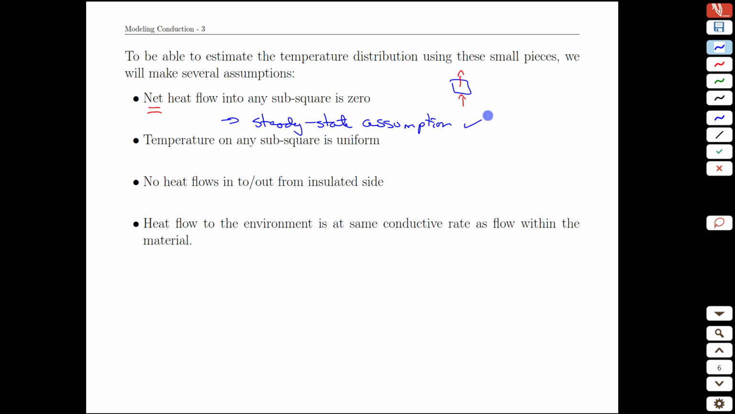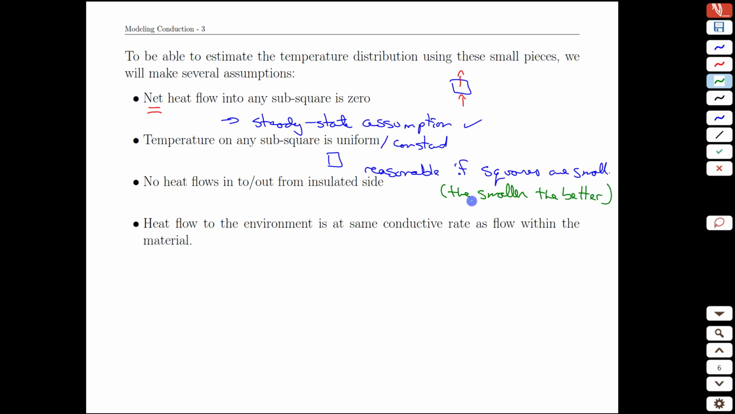So that's pretty reasonable. We then assume that the temperature on any subsquare is uniform or constant, and again, that's reasonable. Not quite as good as the other one, but it's reasonable if the subsquares are small. And there's a subtext there that the smaller the better. We're going to be using an estimate, and the estimate gets better and better if we use smaller squares, very much like calculus ideas of using smaller and smaller delta t's in integrals and derivatives.